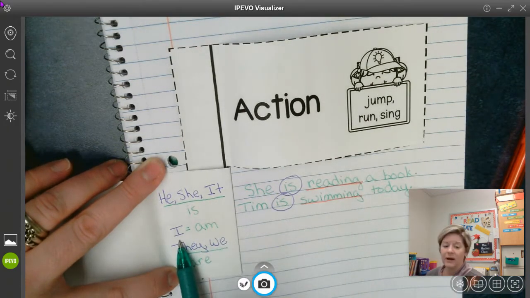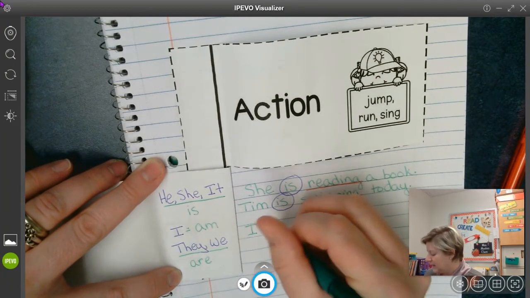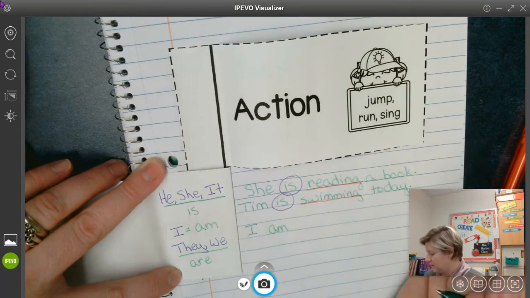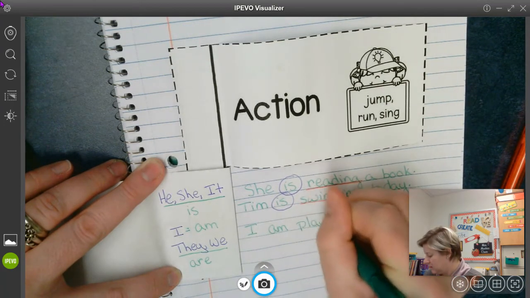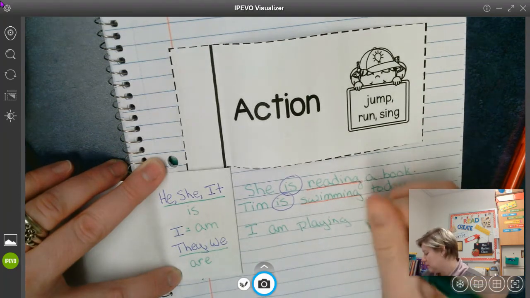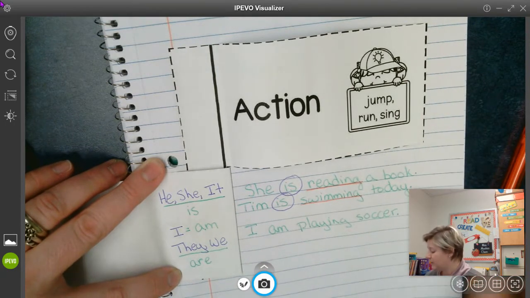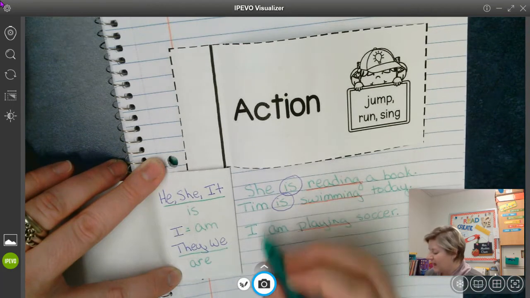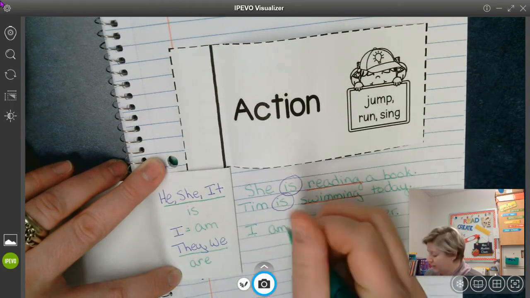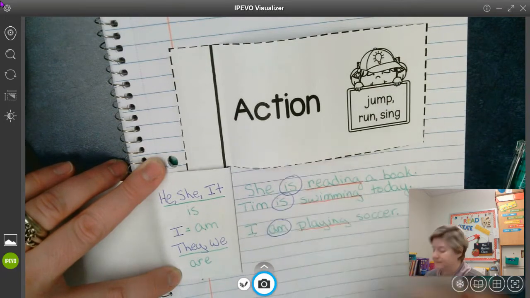Now let's look at the word I. I am playing soccer. So what am I doing while I'm playing? And since I have the noun I, or the pronoun I, oops, wrong color, I'm going to use the word am.